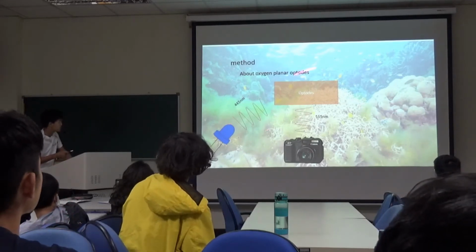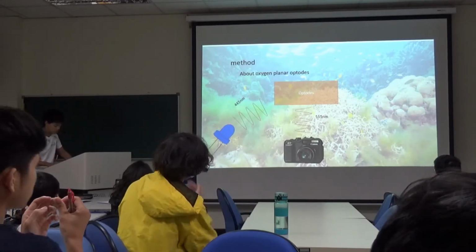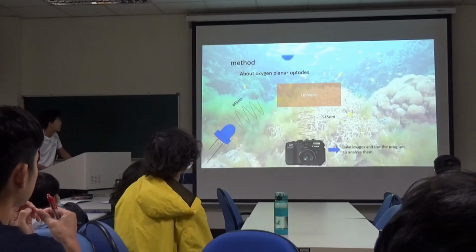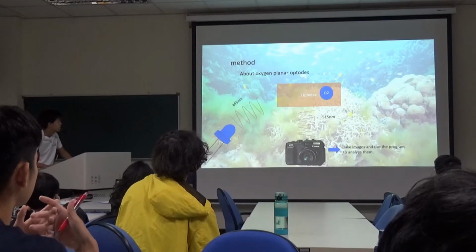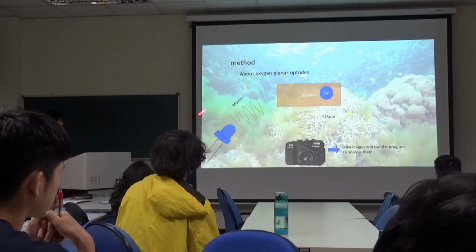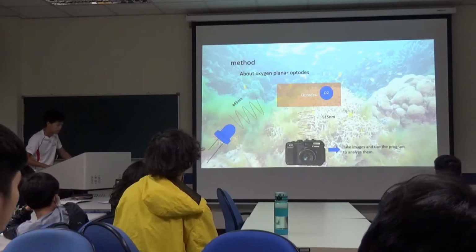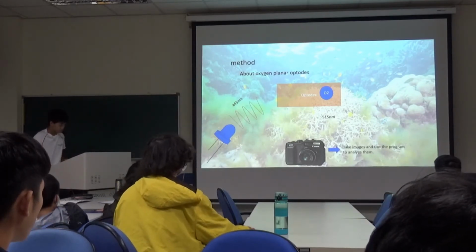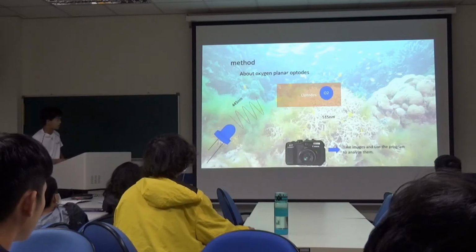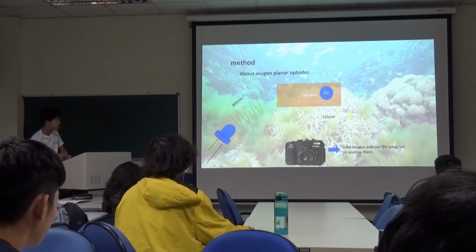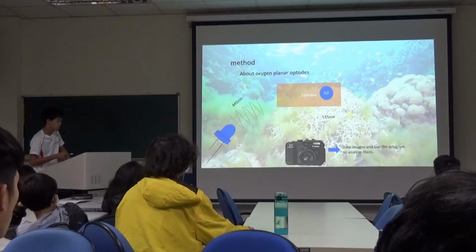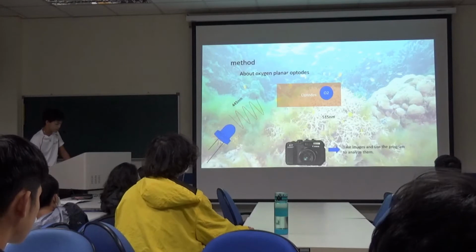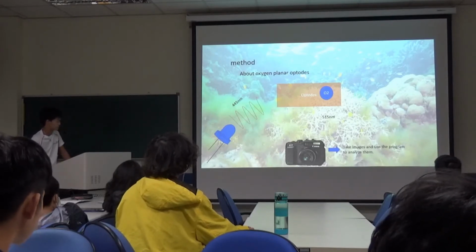And this situation is at a non-oxygen situation. But if there is oxygen in this situation, the oxygen will absorb the light, the blue light, and the fluorescence will be diminished. We take a photo, then put the photo into the program to analyze it, and we can visualize the oxygen.